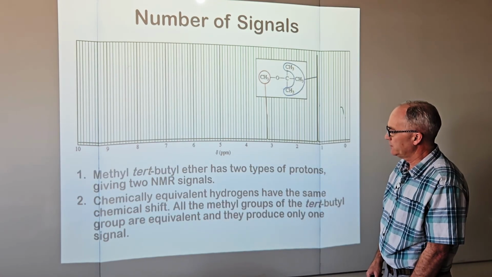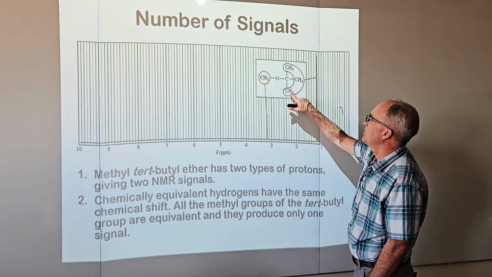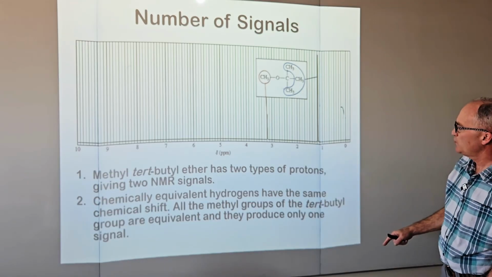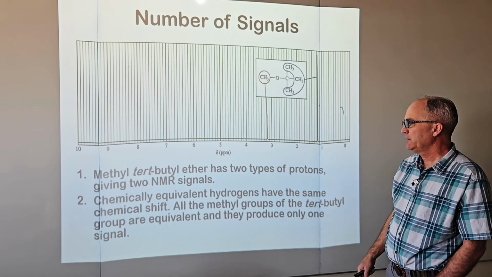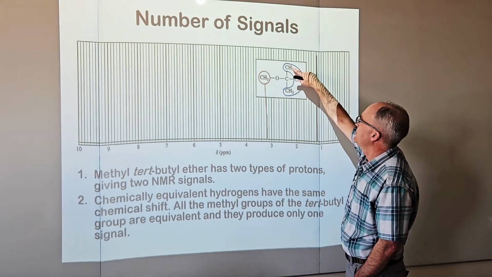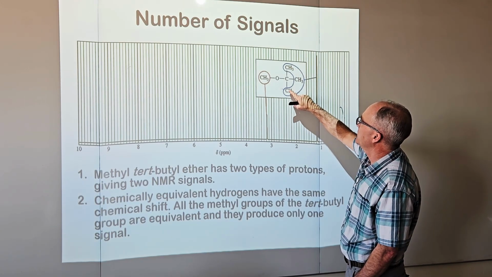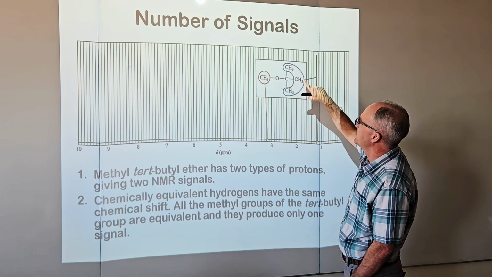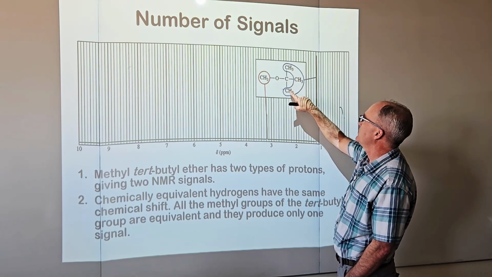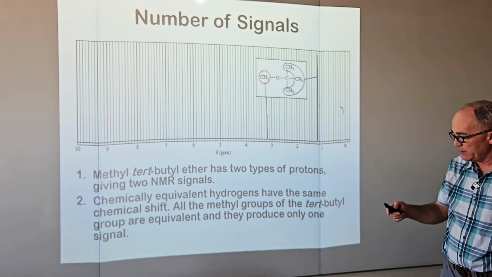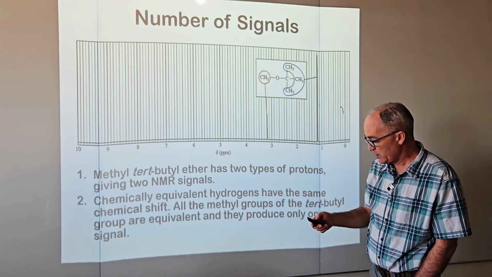Methyl tert-butyl ether. How many types of protons? We just see two types of protons, so we see two signals. Chemically equivalent hydrogens have the same chemical shift. These are all chemically equivalent, because if I made the model, I'd rotate that bond and you'd see these precess around, and you can't differentiate that one from that one or that one. That's what it means to be chemically equivalent.